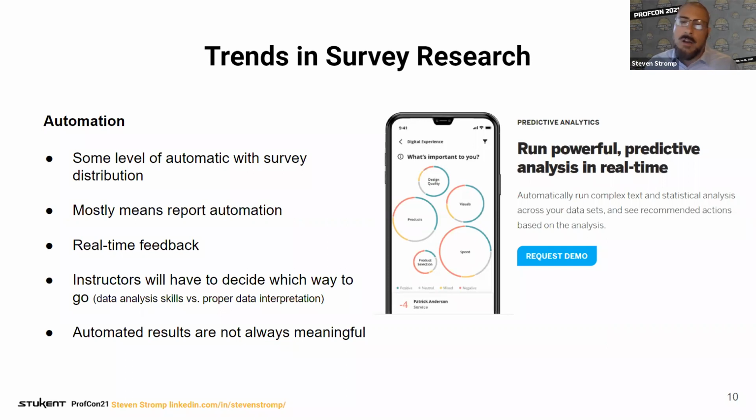And what's not automated, although it's certainly getting easier, is identifying that proper sample and survey development.